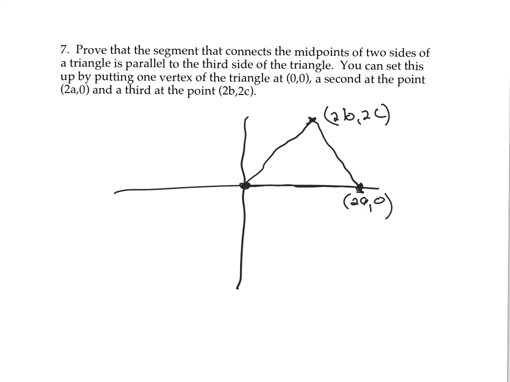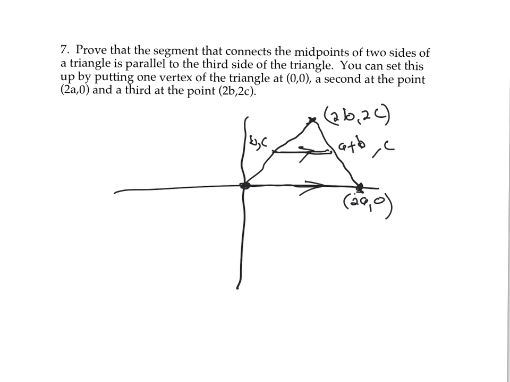Drag one vertex to the origin, put the other one on the x-axis, and have the other one somewhere up in the first quadrant or even the second quadrant. It wouldn't really matter. Okay, so now we're connecting two sides, so we'll connect these two. We know that this one has coordinates (b, c), which is halfway from (0, 0) to (2b, 2c), and this one's going to have y coordinate c, halfway from 2a to 2b. Well, we're going to take the average of those two, so it's going to be (2a plus 2b) over 2, or a plus b.